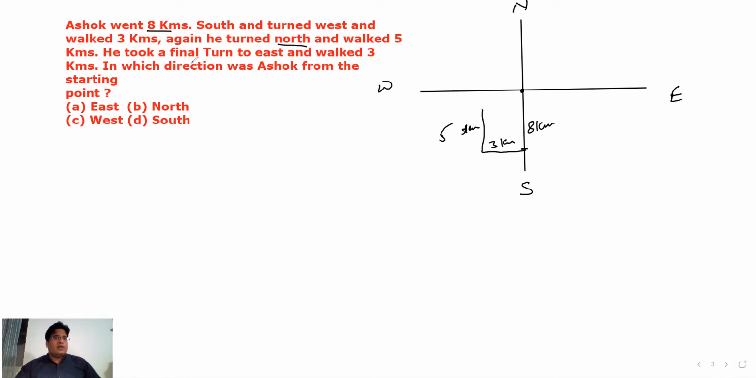Clear? He took the final turn to east and walked for 3 kilometers. Again, east is to his right, and he walks. Again, he meets this line. Again, 3 kilometers. Now, in which direction is he from the starting point? The starting point was there. And this direction is known as what? South. Clear? So the answer must be south. Is it clear to all? Now going towards the next question.